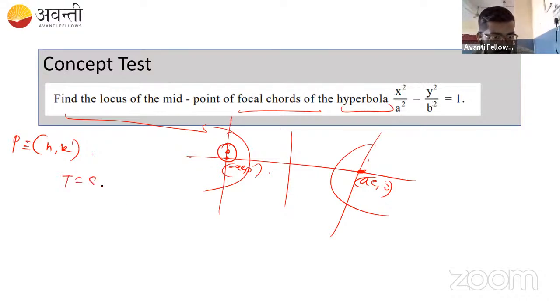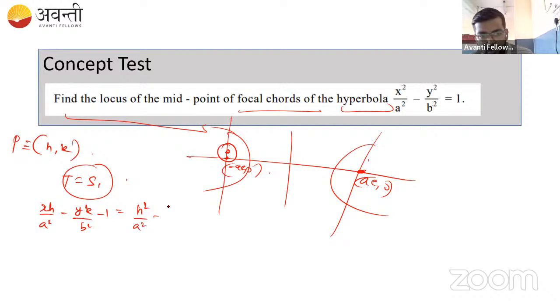T equals S1, right? So T is xh by a square minus yk by b square minus 1, equals h square by a square minus k square by b square minus 1. So S1 is this, T is this. Minus 1 gets cancelled. Now, since it is a focal chord, it passes through the point either (ae, 0) or (-ae, 0), right?